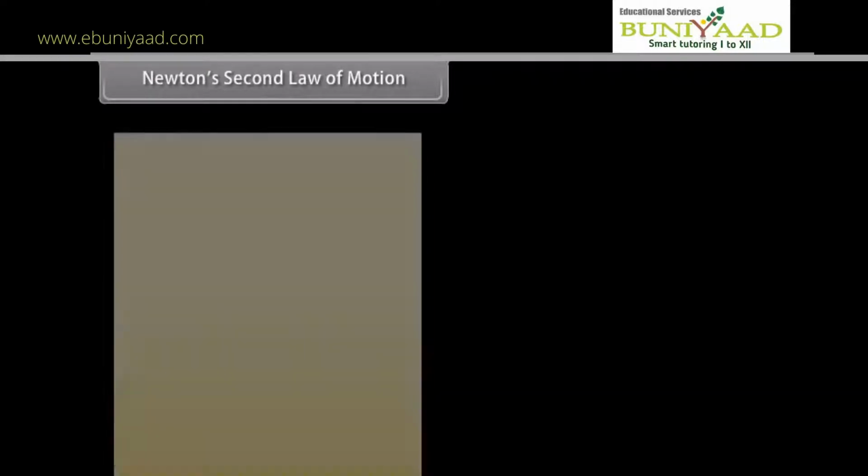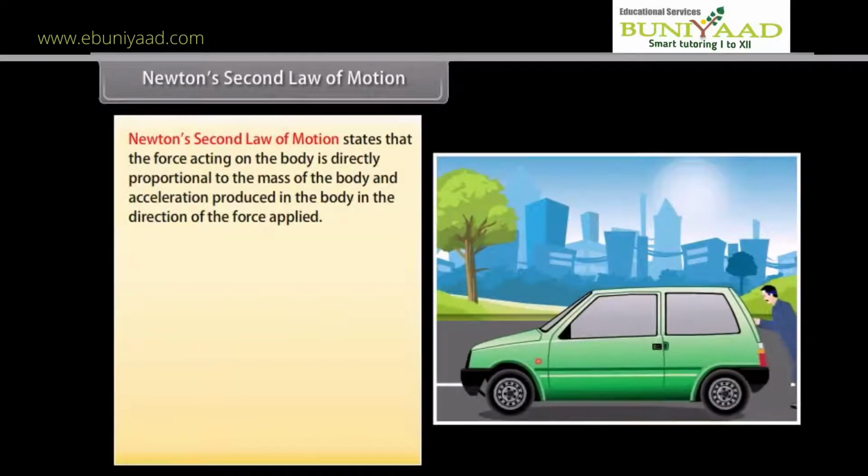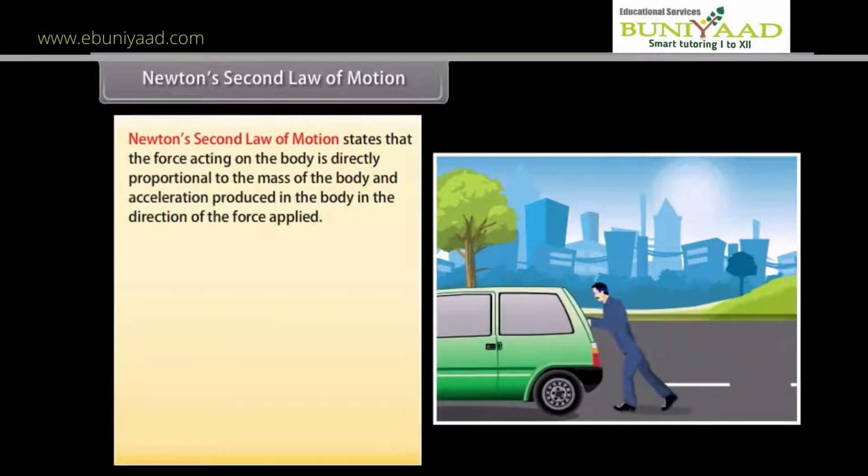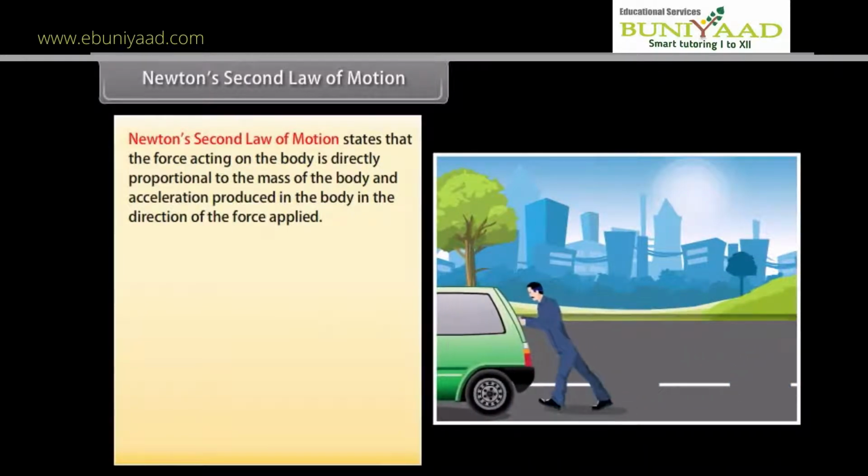Newton's second law of motion. Newton's second law of motion states that the force acting on the body is directly proportional to the mass of the body and the acceleration produced in the body in the direction of the force applied. F is equal to m into a, where F is force, m is mass, a is acceleration.